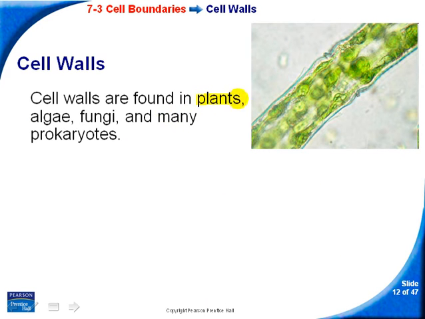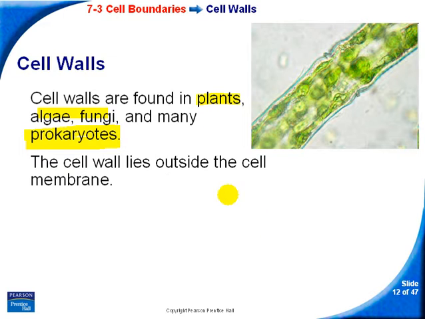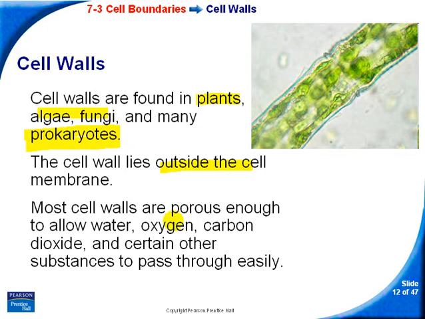You find them in plants, algae, fungi, and some prokaryotes, and we've seen it already in a plant cell in the Elodea. The cell wall is outside the cell membrane, and it's porous, meaning it allows in water, oxygen, carbon dioxide, and other substances to pass through. It's not as restrictive a barrier.